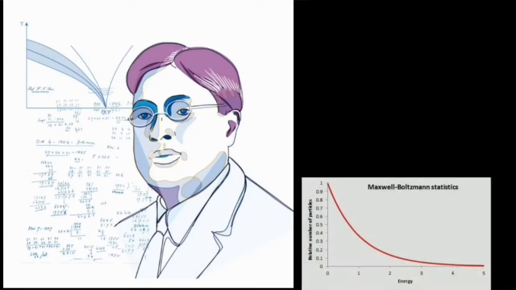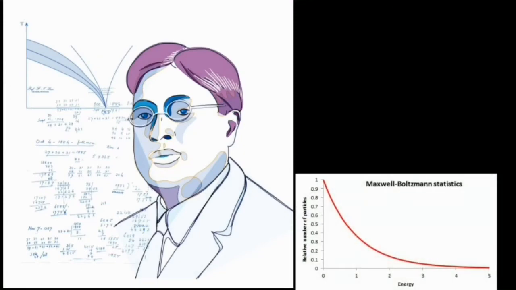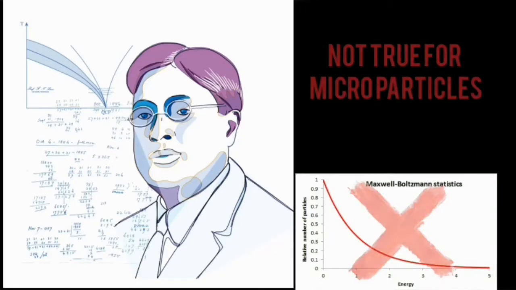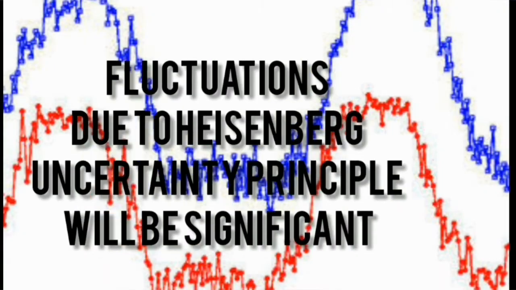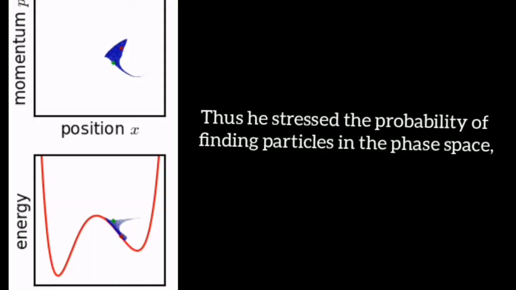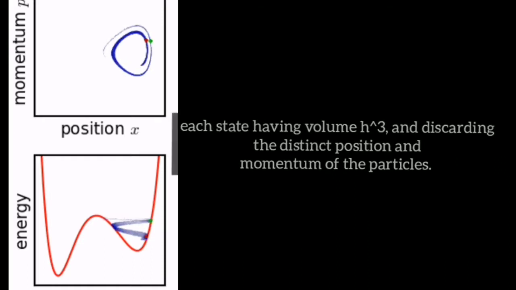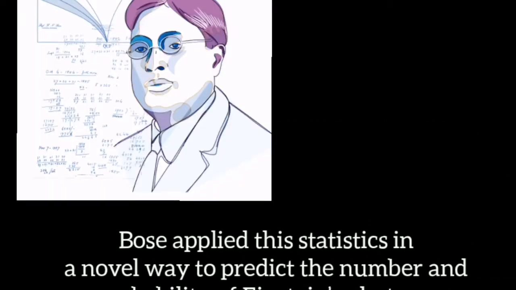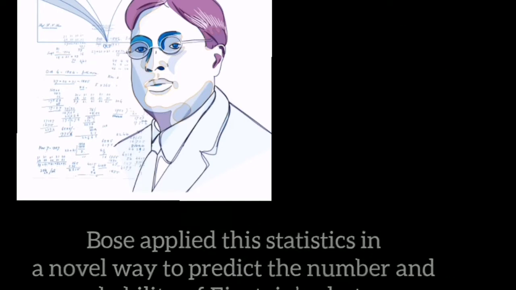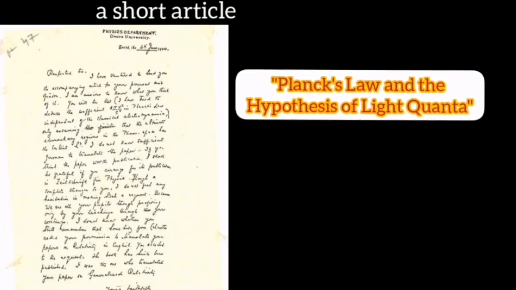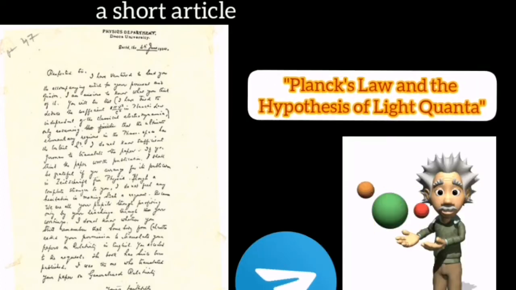Bose, for the first time, took the position that the Maxwell-Boltzmann distribution would not be true for microscopic particles, where fluctuations due to the Heisenberg uncertainty principle will be significant. Thus, he stressed the probability of finding particles in the phase space, each state having volume h cubed, and discarding the distinct position and momentum of the particles. Bose applied this statistics in a novel way to predict the number and probability of Einstein's photons. Bose adapted this lecture into a short article called Planck's Law and the Hypothesis of Light Quanta and sent it to Albert Einstein.